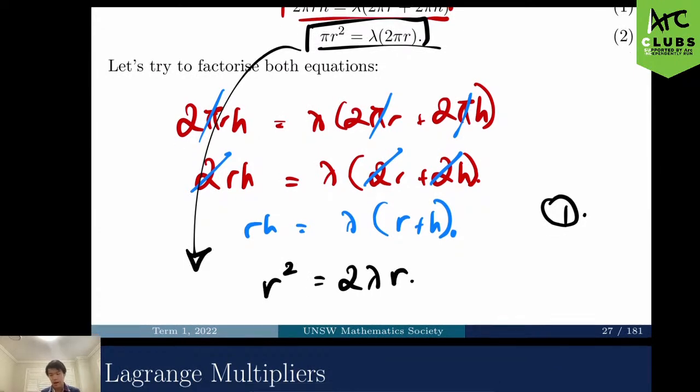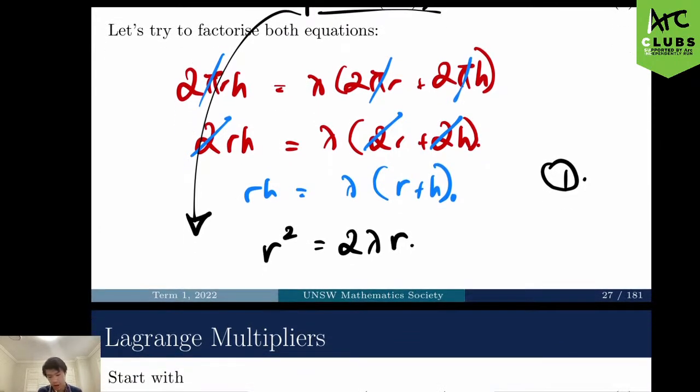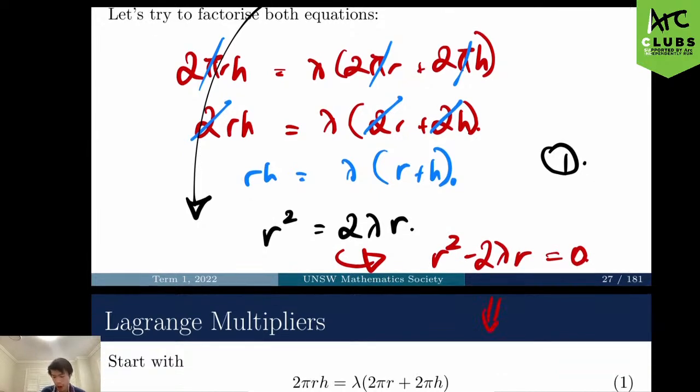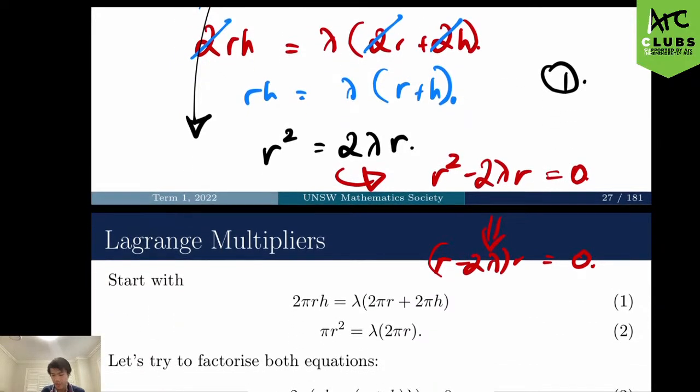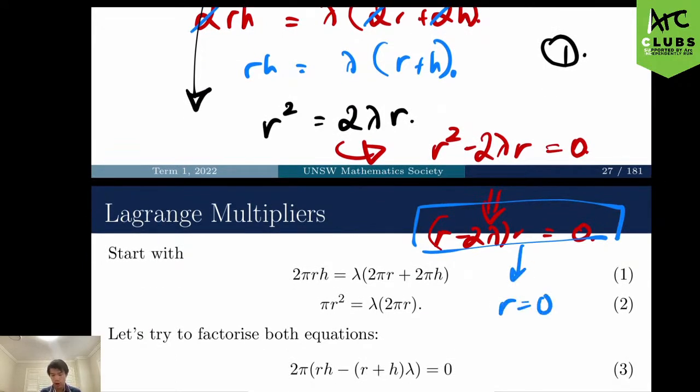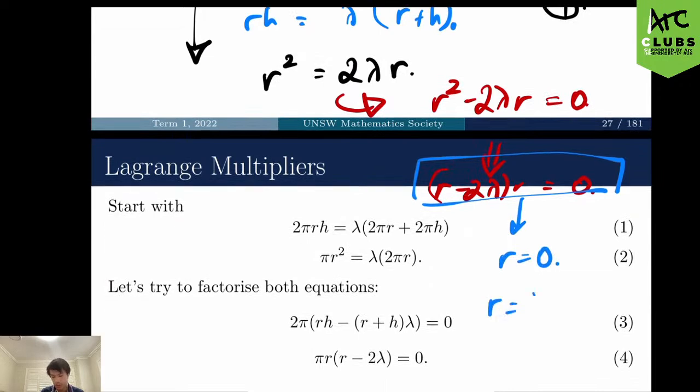Yeah, that's pretty good. And be careful, because you can't just get rid of the r, because it could be that r is equal to 0. So you have to factorize this again. And what you end up with is r minus 2 lambda times r equals 0. Okay, that's pretty good. And what that means is that now we have exactly what we had in that other question, right? We have two cases. Either r can be equal to 0, or r can be equal to 2 lambda.